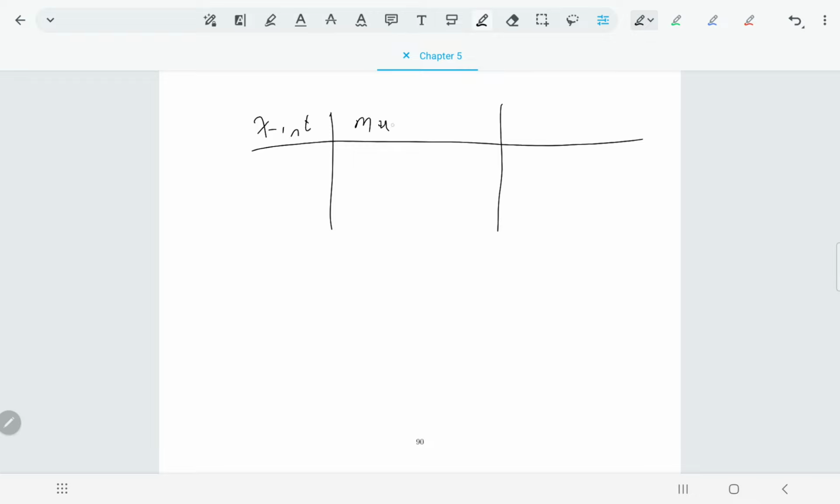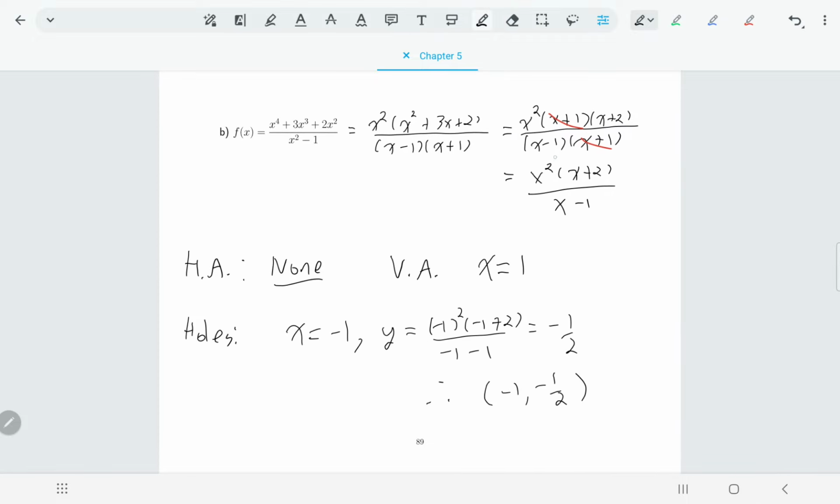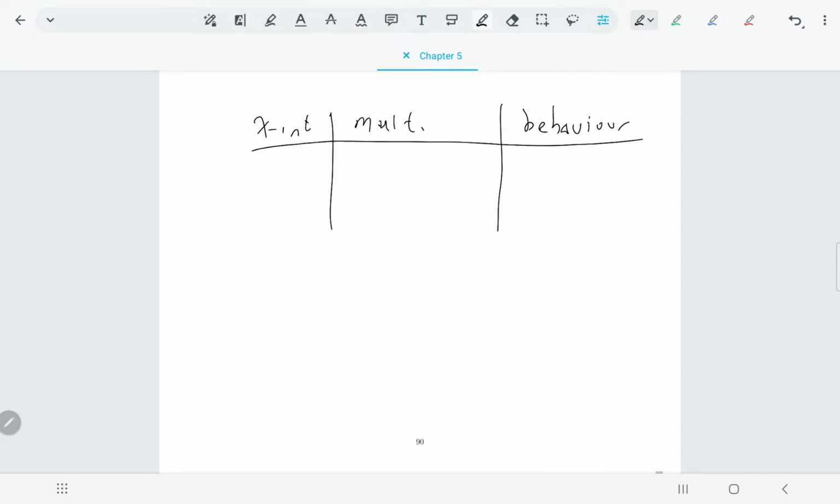And of course, as always, we'll talk about our multiplicity and what that means as far as the behavior. So first x-intercept that we have comes from the factor x squared, and that would be an x-intercept of 0, 0. And that factor, x squared, shows up twice, so multiplicity of 2, which means that that x-intercept will be touching the x-axis, not crossing it.